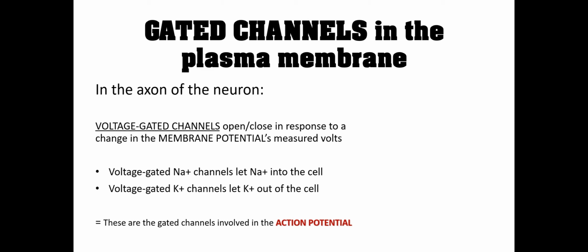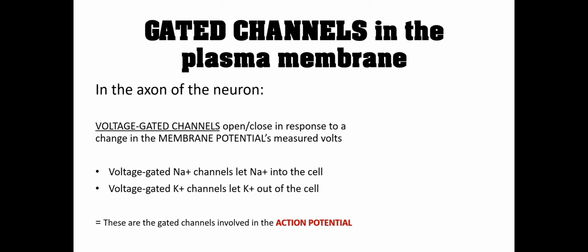Now, gated channels in the plasma membrane. There's gated channels in the plasma membrane all over cells, but specifically in the axon of the neuron. Now, the axon is the little highway part of the neuron that the signal travels down to get to the other side, to get to the next neuron or wherever it's going. In that axon, the gated channels are called voltage gated channels. And they're called voltage gated channels because they open and close in response to a change in the volts of the membrane potential, of that resting membrane potential of the plasma membrane that we were just talking about.